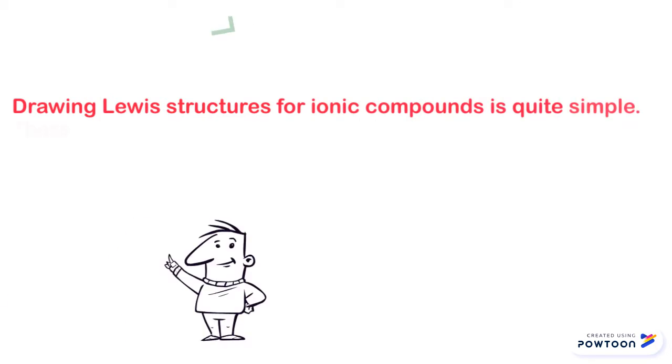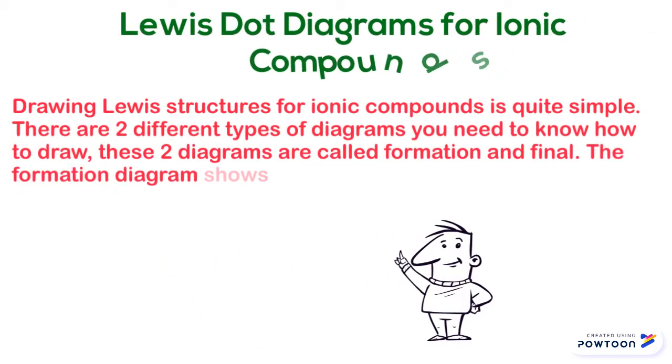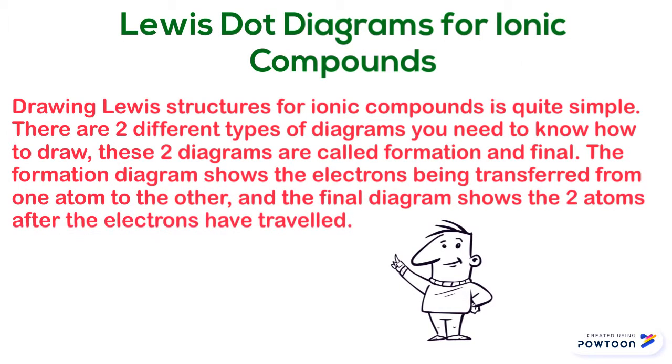When drawing Lewis dot diagrams for ionic compounds, there are two different diagrams you need to know how to draw. These two diagrams are called the formation and final diagrams. The formation diagram shows the electrons being transferred from one atom to the other, and the final diagram shows the two atoms after the electrons have traveled.